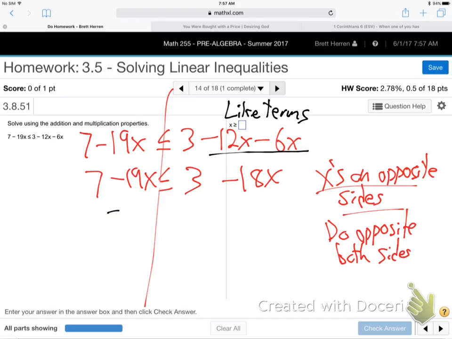So I'm going to do the opposite of him. Does that make sense? But whatever I do to one side of the wall, I've got to do to the other side of the wall. Good. Now you could have done plus 18x, that's okay. It's going to be a little easier though to do the opposite of the lower one. And notice how I do it on both sides and I draw a line.